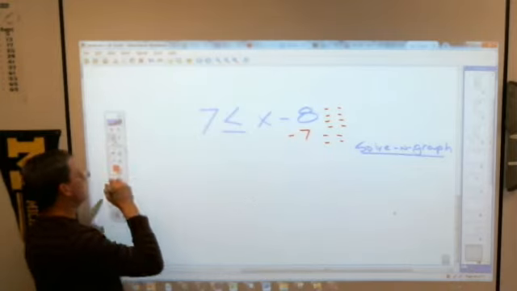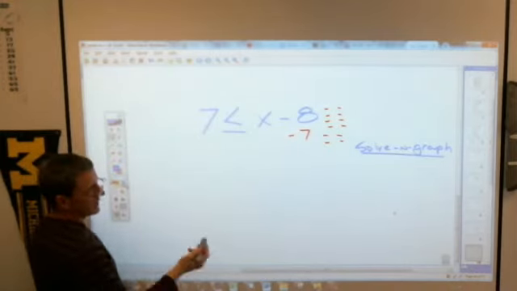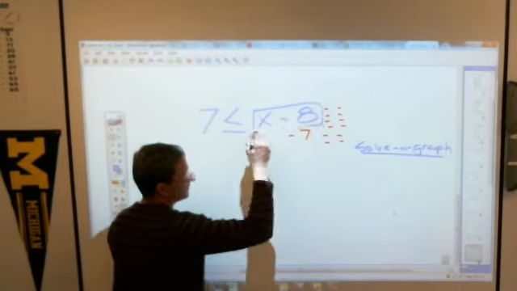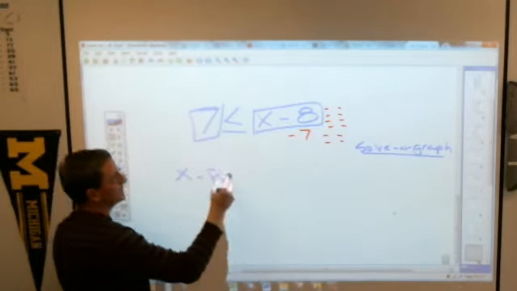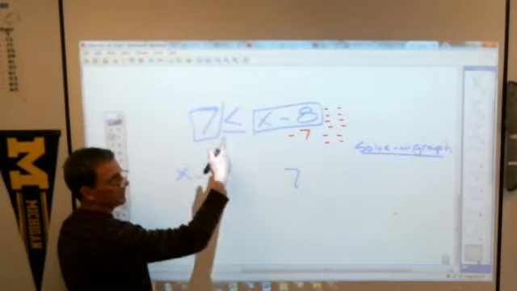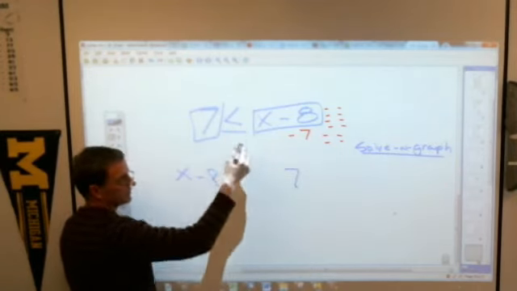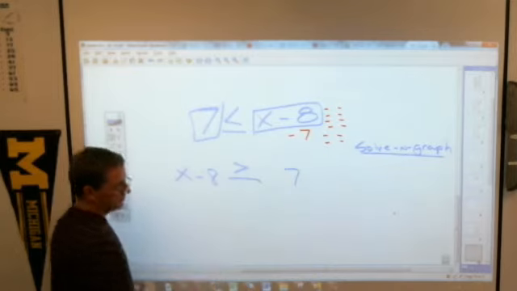Aaron says, well, hey, it's always nice to have the x on the right side. So did you take this whole thing and this whole thing and flip-flop them around? You can do that, x minus 8 and 7. The thing is, when you flip it around, remember, alligator always eats the bigger thing. It's still the bigger thing, so you'd end up like that.